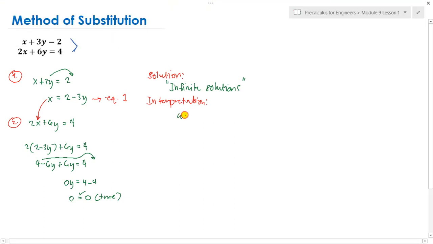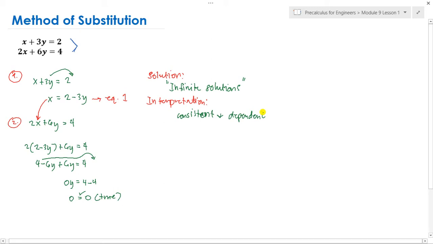This is consistent, and also consistent and dependent. So unlike those that have a solution, which are consistent and independent, here it is consistent and dependent. Why? Because the values of x and y don't have a definite value here. They vary a lot depending on the input of the person.